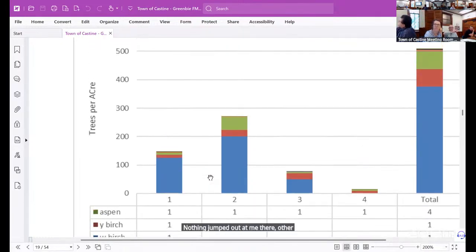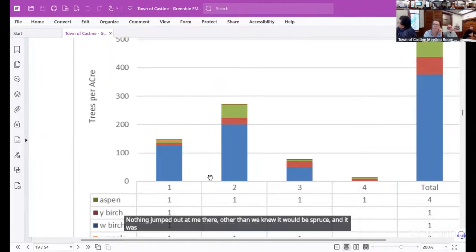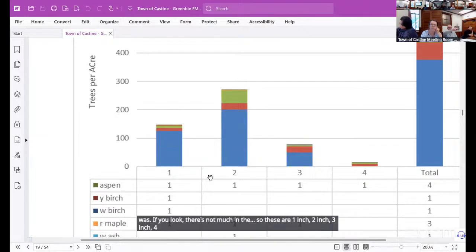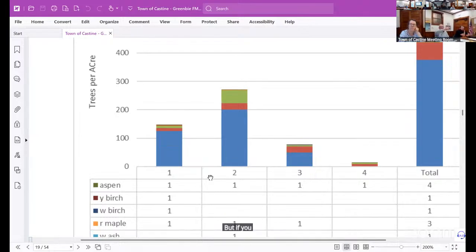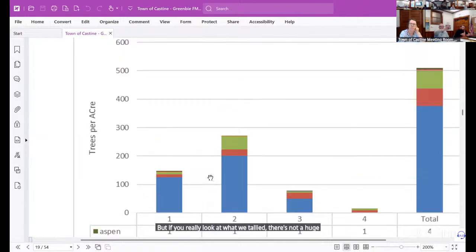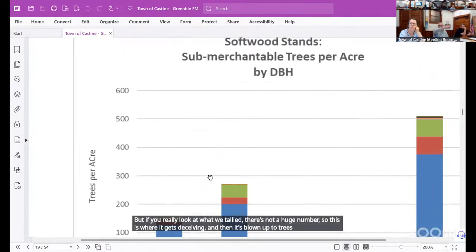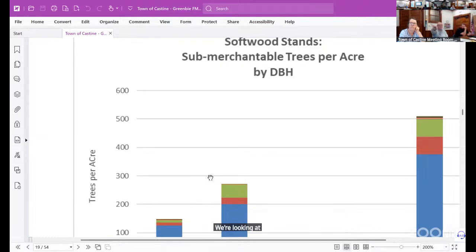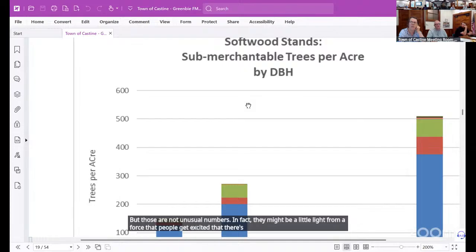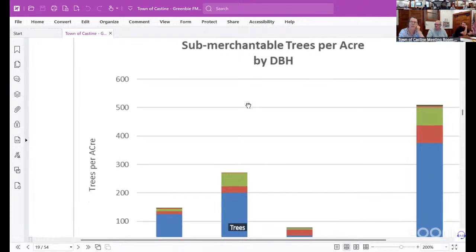Other than we knew it would be spruce, and it was. These are 1 inch, 2 inch, 3 inch, 4 inch going left to right. But if you really look at what we tallied, there's not a huge number, so this is where it gets deceiving, and then it's blown up to trees per acre. The far right bar is all of them added. Those are not unusual numbers. In fact, they might be a little light for a forest, so people get excited that there's 500 trees per acre, but that's really not a very big number of trees that are 1 to 4 inches.